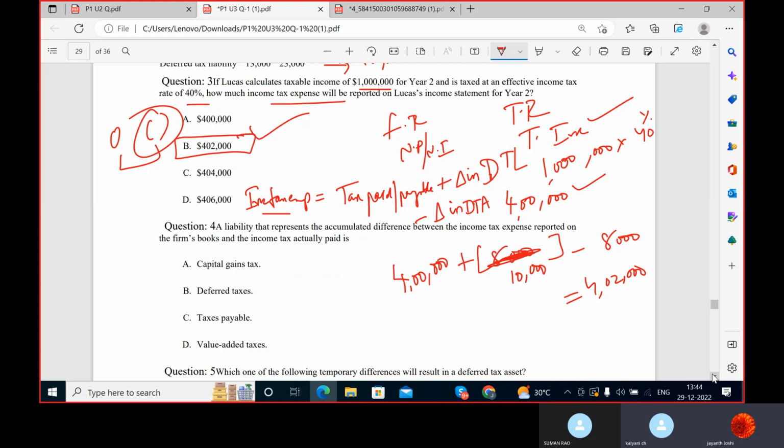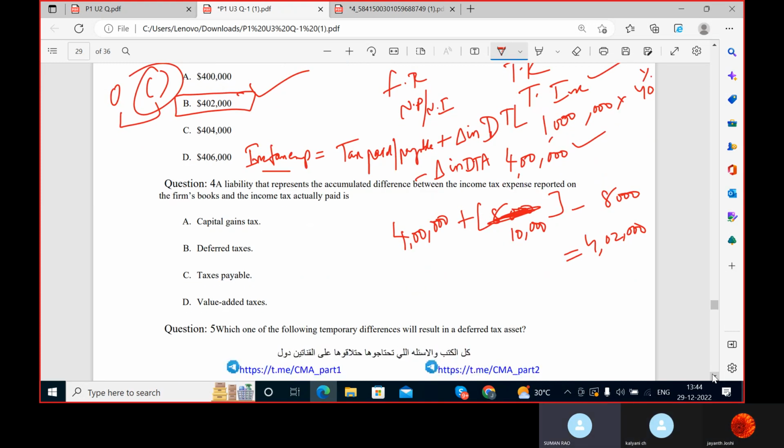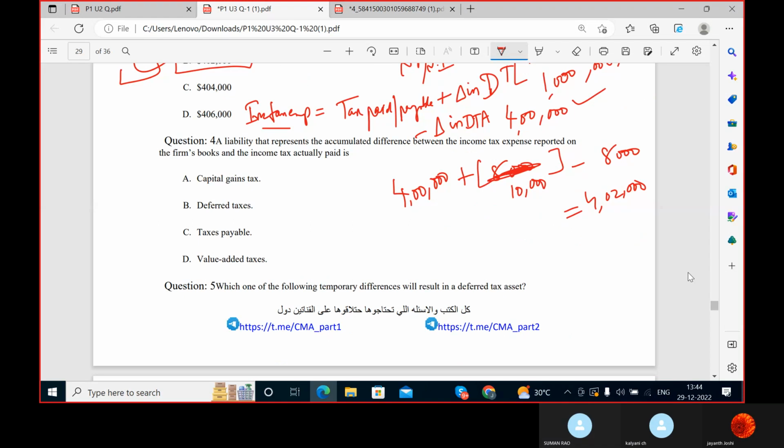Next question you have to answer. A liability that represents the accumulated difference between income tax expense reported on the firm's books and the income tax actually paid. So it is not the current year tax which you pay as per the tax returns. This is only deferred taxes, the accumulated difference. Understood? Next one.